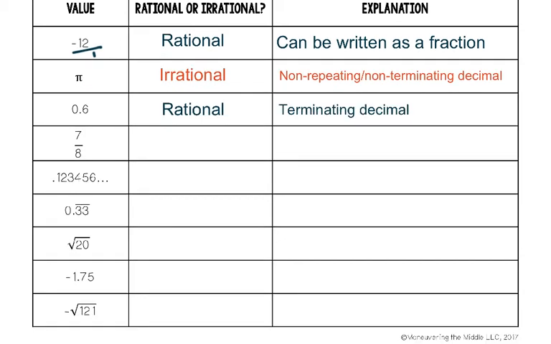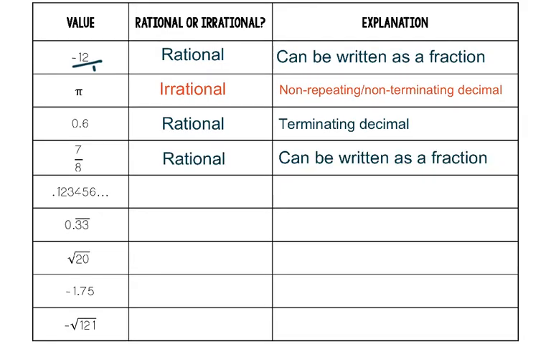Let's go ahead and look at the next one. Hopefully you start to get a hang of this. You might want to try the next ones by yourself and then come back to check. 7/8 is a fraction. Any number that is a ratio or a fraction is a rational number. I can write it as a fraction. Let's look at our next example.